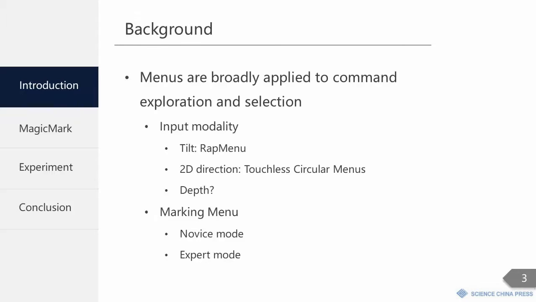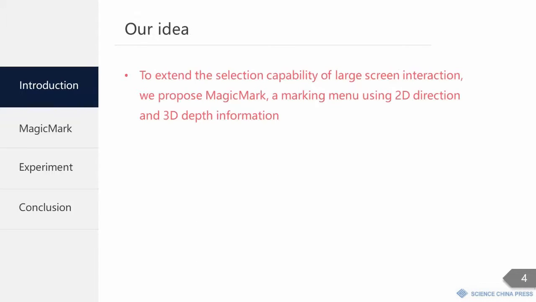Among a wide variety of menu techniques, marking menu is a very valuable contribution. It provides novice mode to perform command selection with a visible menu, and expert mode to activate a command with a straight mark. Different from traditional stroke shortcuts, marking menu and its variants can support the seamless transition from a novice user to an expert user. To extend the selection capability of large screen interaction, we propose MagicMark, a marking menu using 2-dimensional direction and 3-dimensional depth information.